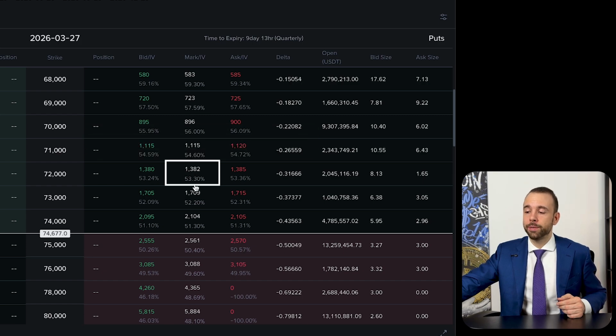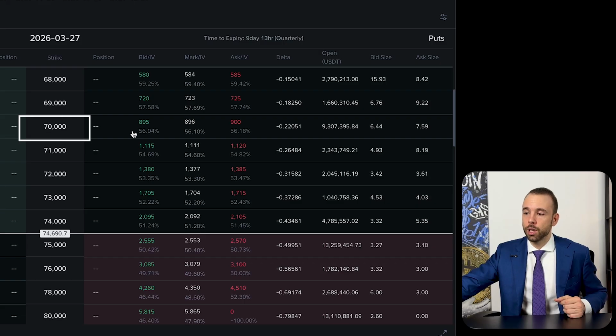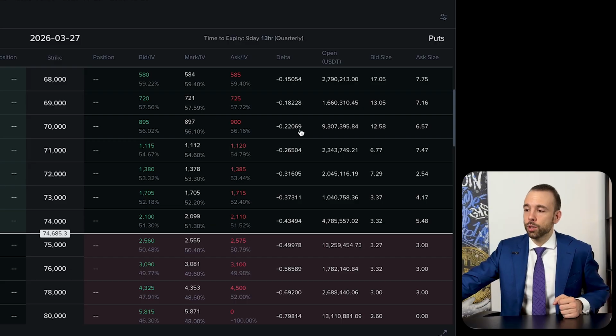And also here we can find the implied volatility level for this strike price. So as you can see, each strike price has its own implied volatility level. For example, for this put option, you can see the implied volatility of 51%, and for the strike price of $70,000, you can see the implied volatility of 56%. Here we can find also a delta for this specific strike price. For example, a delta of 0.22 is for the strike price of $70,000. And also we have the open interest for each strike price.